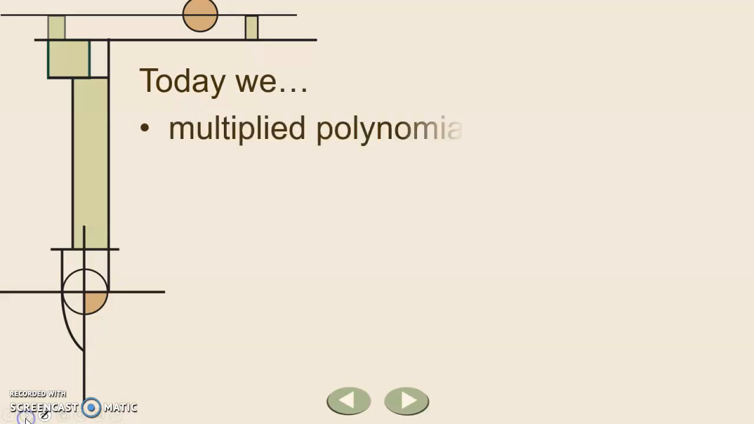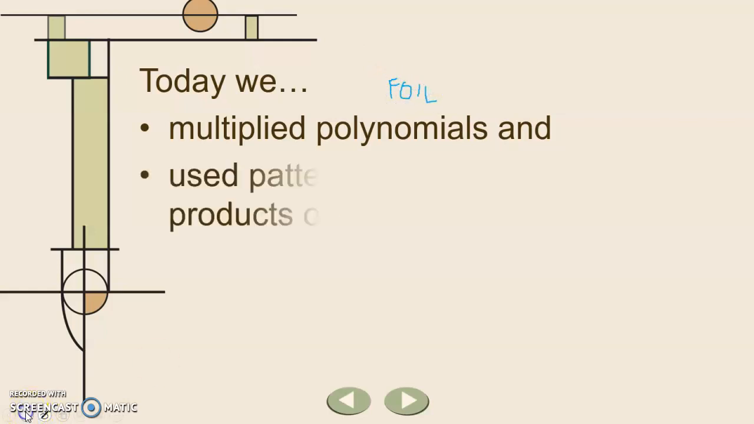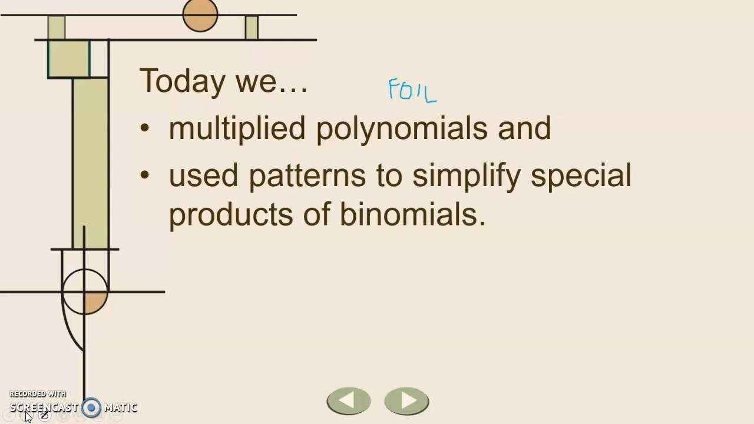All right, today we did these things. We multiplied polynomials using both the FOIL method and the vertical multiplication format. Either one of those would work. And we used patterns to simplify special products of binomials. Our three patterns that we need to know are the product of conjugates, square of a sum, and the square of a difference. Make sure you know those, can recognize those, and can use those.